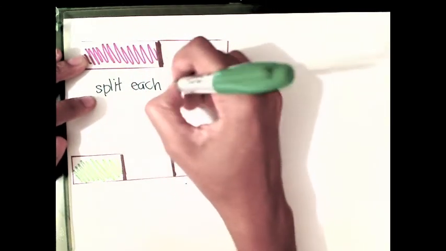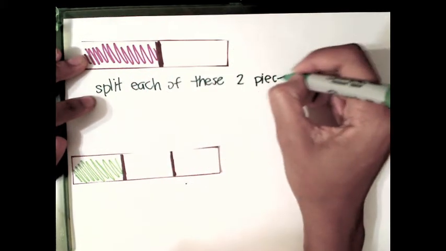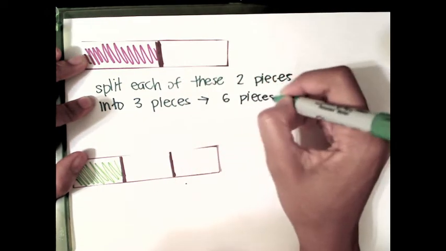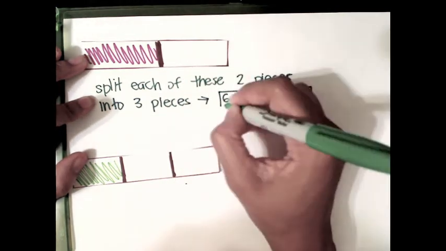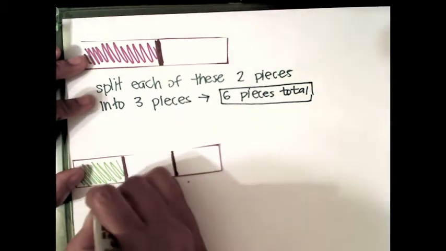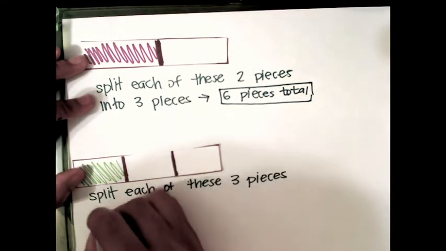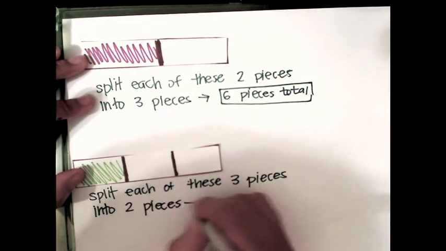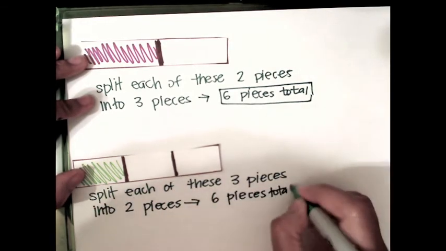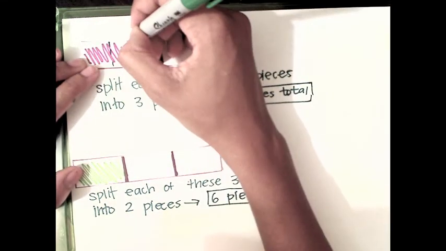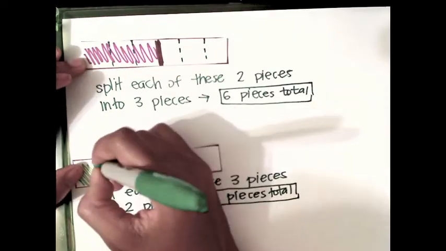Instead, we need to think of a way to get 1/2 and 1/3 into equally sized pieces. In this case, I'm going to use 6 pieces because both 2 and 3 go into 6. So for 1/2, I'm going to split each of my 2 pieces into 3 pieces, and for 1/3, I'm going to split each of the 3 pieces into 2 pieces. In both cases, I'm going to have 6 equally sized pieces of my chocolate bar.